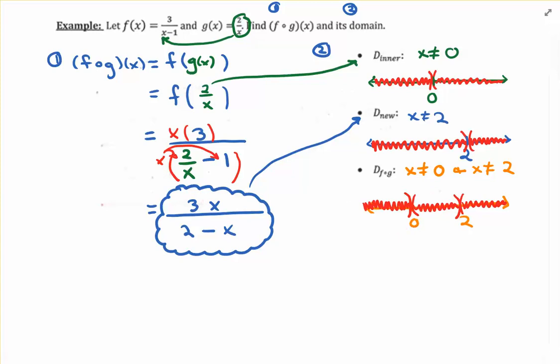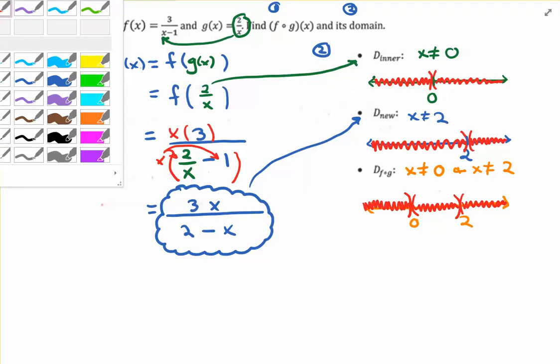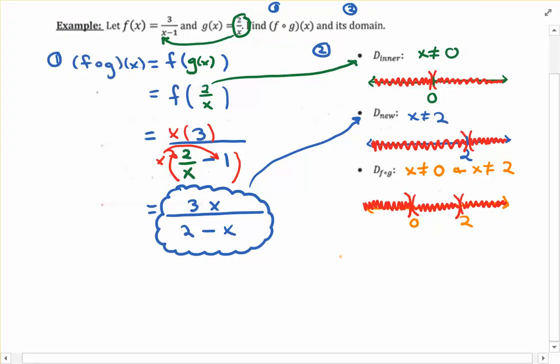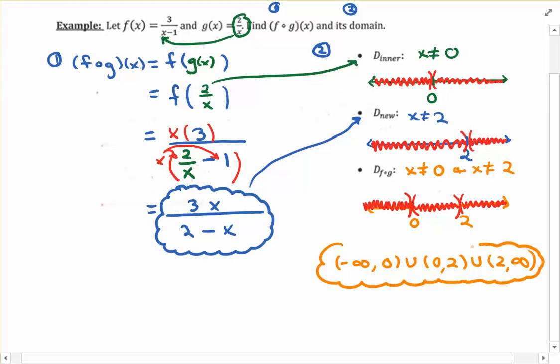All right, so let's go ahead and whip this up into interval notation to get our official domain for the problem. Negative infinity, comma 0, parentheses, union, parentheses 0, comma 2, parentheses, union, parentheses 2, comma infinity. And that's our domain in interval notation. All right, and that's how we take care of this example.